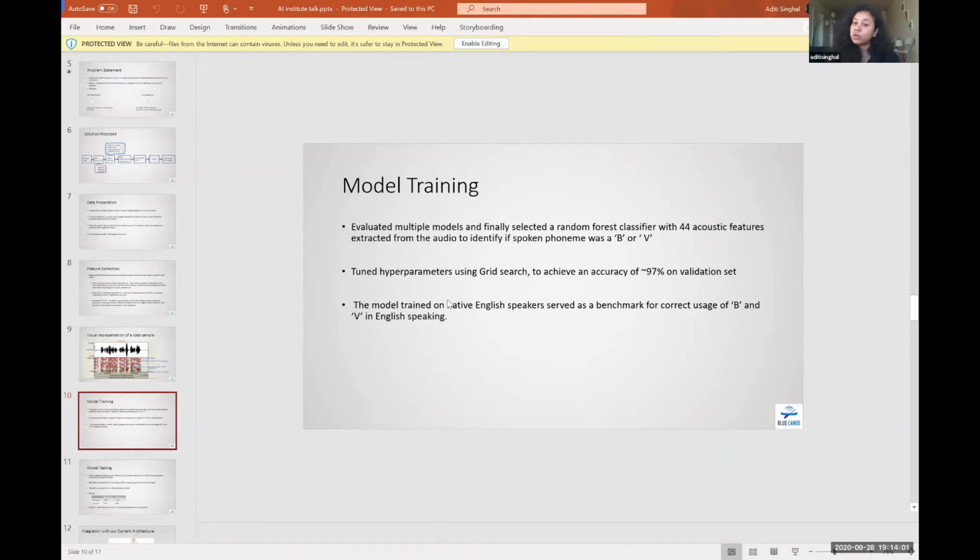The main reason that we wanted a higher accuracy on this model was because we are training our model on native speech, so we would assume it should give you 100% accuracy. The higher the accuracy, the better the model would be for sure in this case. Once we had our model trained, we used it as a benchmark to compare the speech of non-native speakers against native speakers.